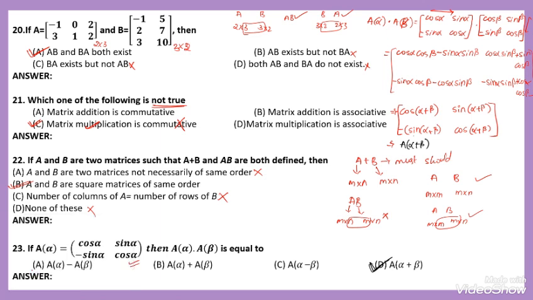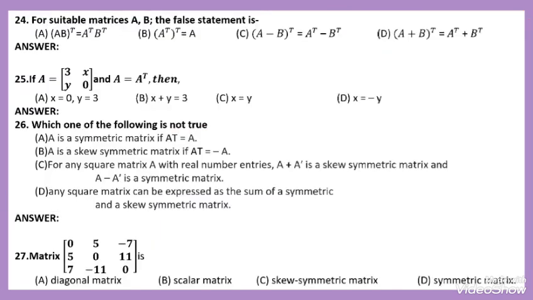Next, let's move on to question number 24. For suitable matrices A and B, the first statement is: while taking A into B transpose, you will get A transpose B transpose. This is the first statement, because while taking the transpose, AB transpose should be B transpose into A transpose.